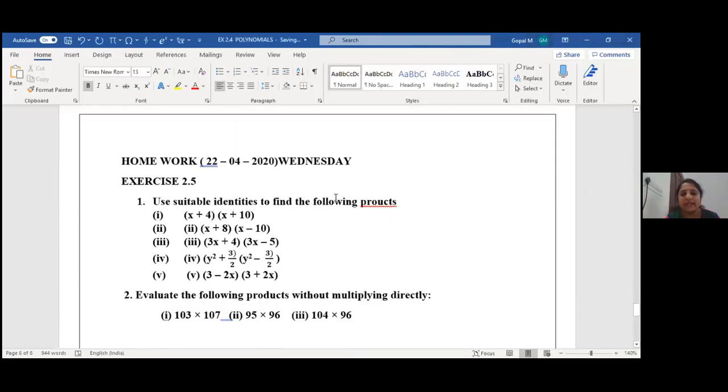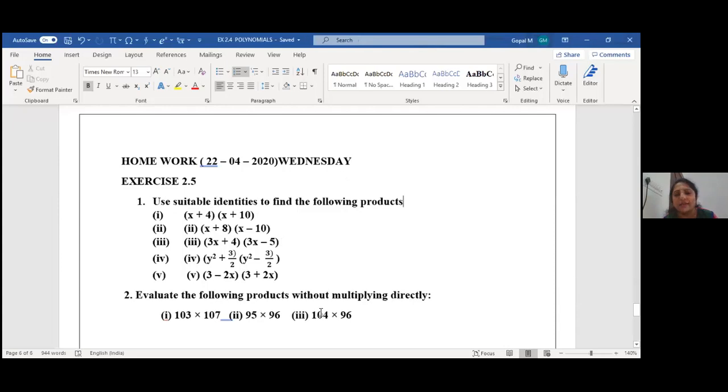exercise 2.5. As I said, first and second main. This is the x plus a, x plus b formula. Here a plus b into a minus b, and this is also a plus b into a minus b. And 100 plus 3. These are the sums. First and second main is completely based on the first 4 identities. So I want all of them to do it on your own by using the identities. See here, use suitable identity, they asked. Please don't do multiplication of binomial by binomial. Apply the identity and solve these sums.